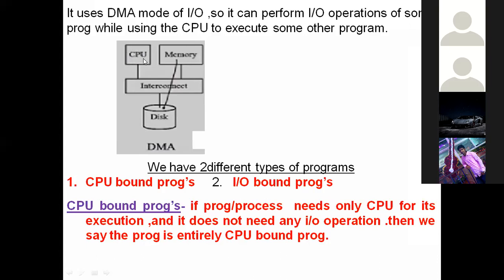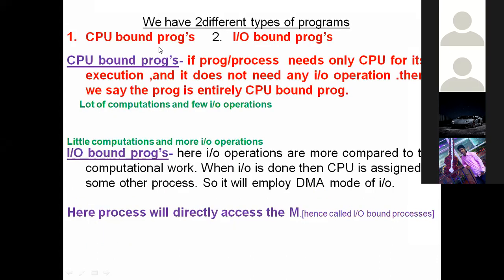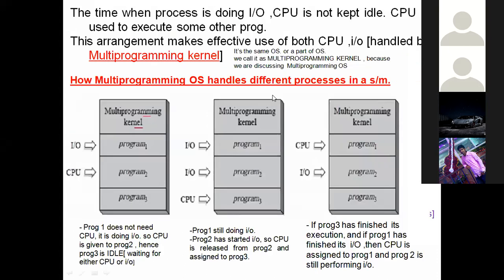The CPU is not involved in the information transfer between memory and disk, or from disk to memory. Hence, I can make use of the CPU for other process or program execution. So we have this use of the DMA mode of input output operation in the multi-programming operating system. We have seen these slides, and in the last class we also saw how the multi-programming OS handles the different processes in a system. Along with these three figures, we have the switching from IO operations to CPU and from CPU to IO operations.